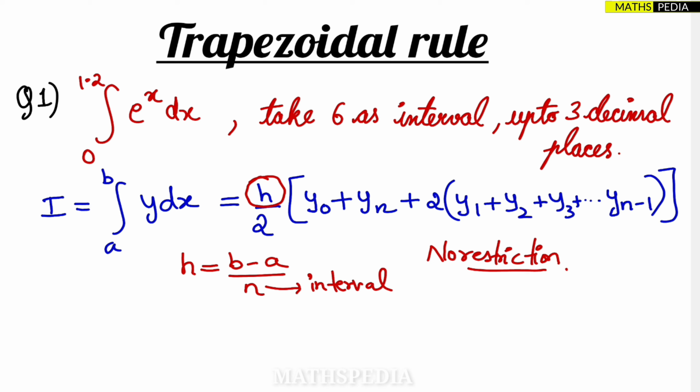Now what are a and b? A and b are nothing but the limits given in the question for the definite integral.